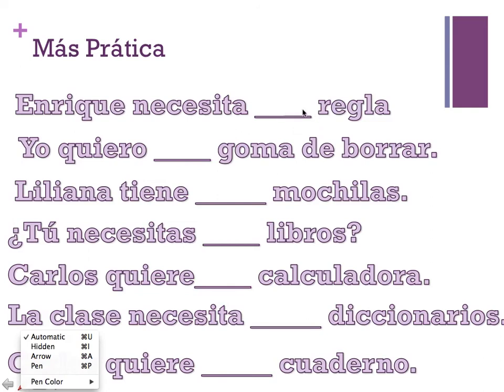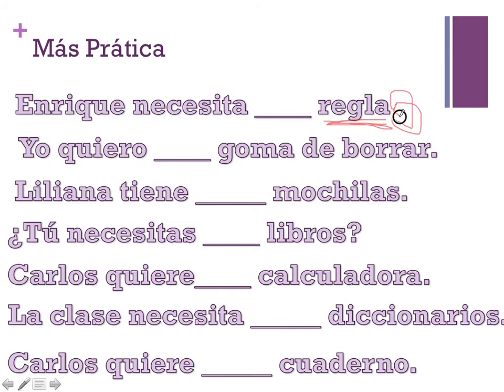First question I'm asking myself is, where is the noun? Remember I told you the noun almost always comes after the blank, and that is true for this section. Regla is my noun. Now I need to figure out if this noun is singular or plural. Well, there's no S right here, so it must be singular. And I'm going to ask myself, is this noun masculine or feminine? It ends in A, so it must be feminine, meaning that the answer is una.